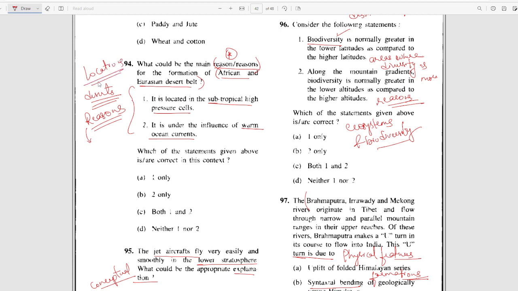For example, if there is Sahara desert, see what are the countries in which this Sahara desert is present, the geographical extent of this desert. So go through the major deserts of the world and see the location and see the reasons why they are so arid, why the conditions are so arid there, and why there is no rainfall.